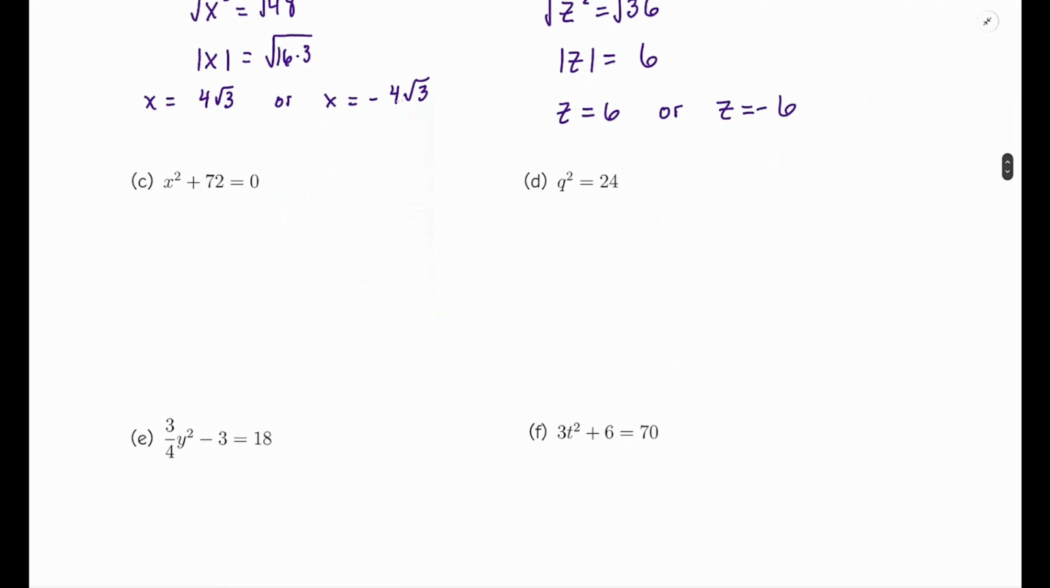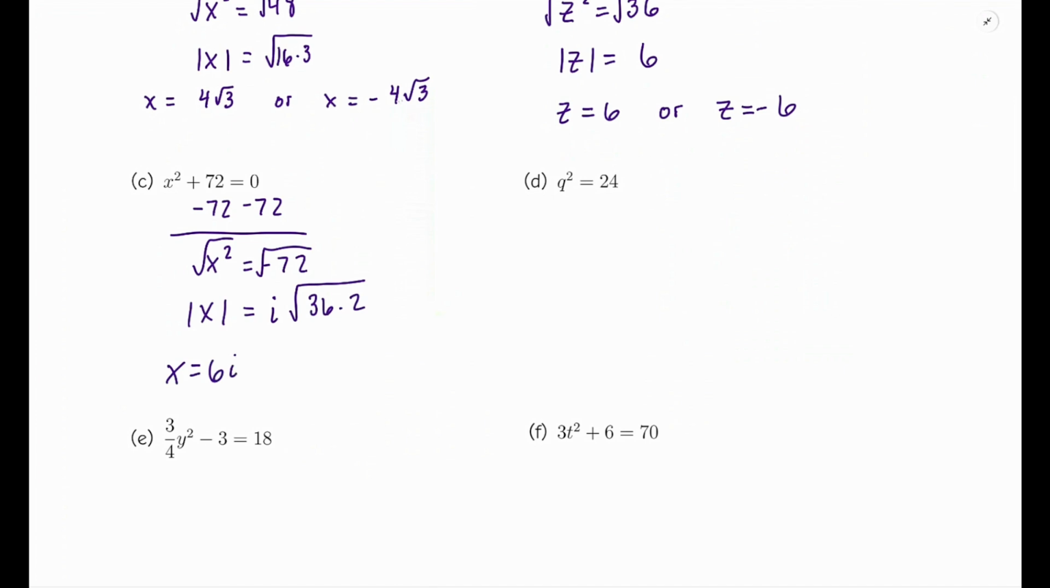C, x squared plus 72 equals 0. So I'm going to subtract 72 from both sides. Get x squared equal to negative 72. Take the square root of both sides. Get the absolute value of x equal to i square root of 36 times 2. So we get x equals 6i square root of 2, or x equals negative 6i square root of 2.